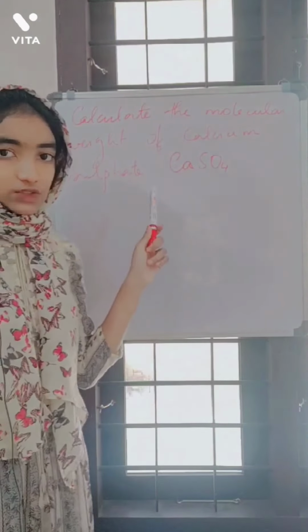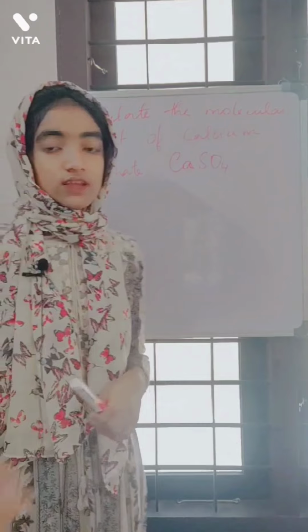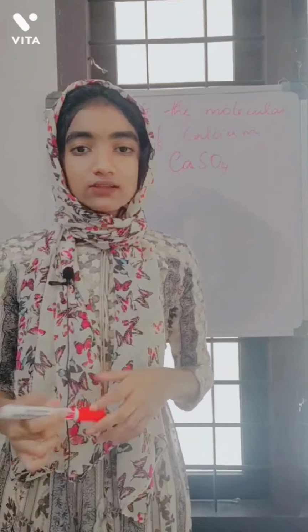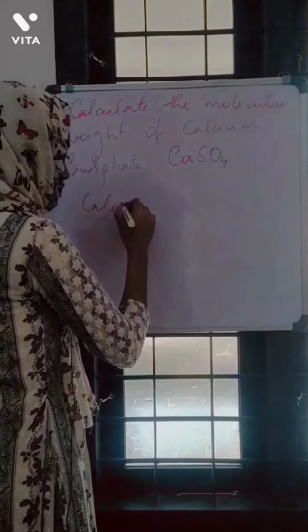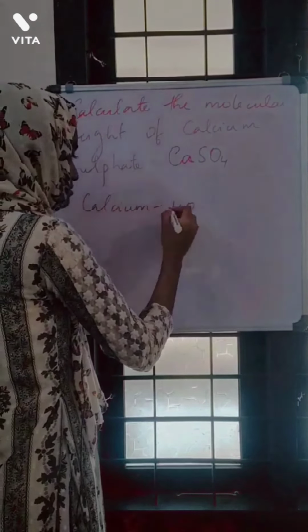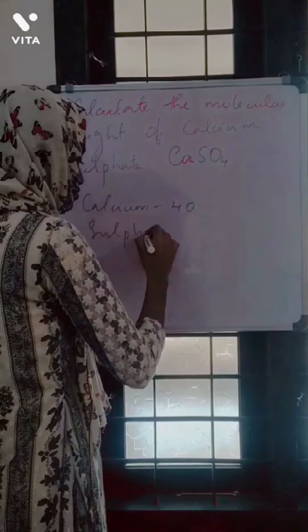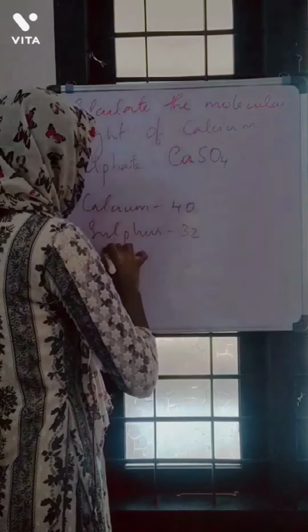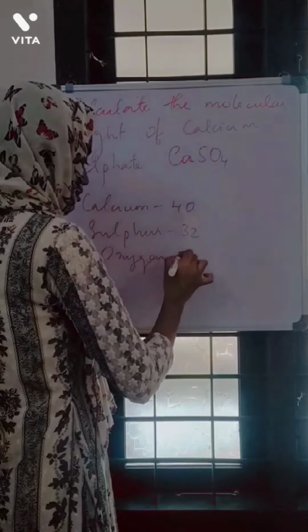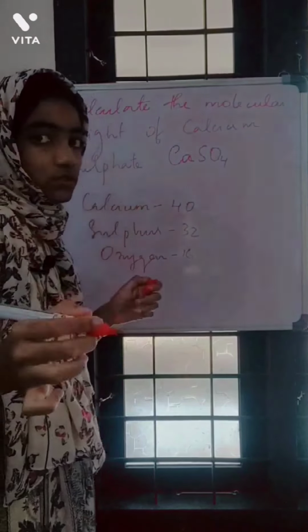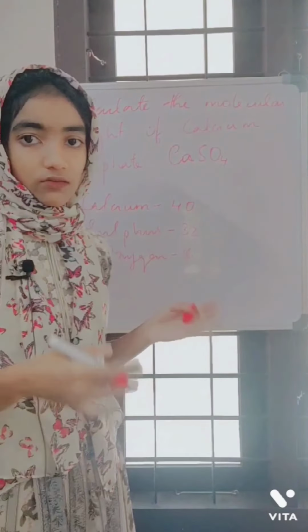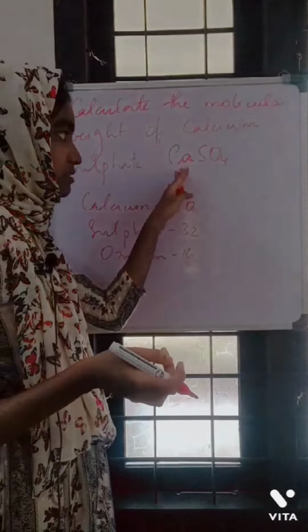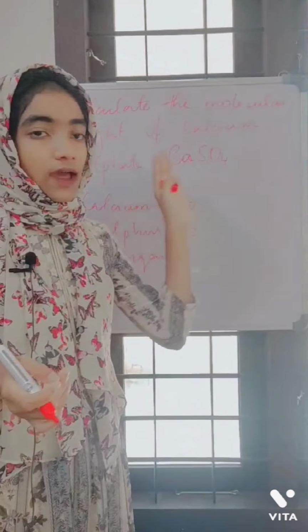After writing the chemical formula, we should look at what atoms are there in that compound. Here we have calcium atom, sulfur atom and oxygen atom. Then we should write their atomic weights. The atomic weight of calcium is 40, sulfur is 32 and oxygen is 16. After writing the atomic weights, we multiply each atomic weight with the number of atoms in this compound and add all these values.